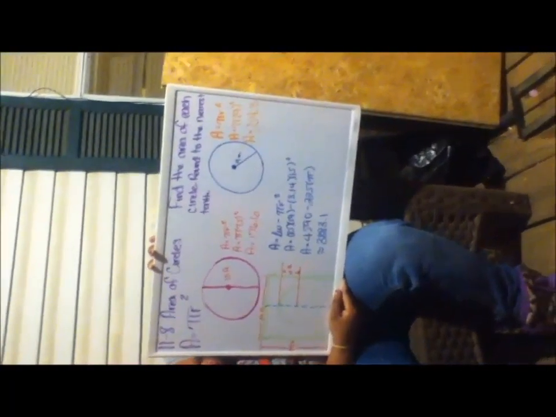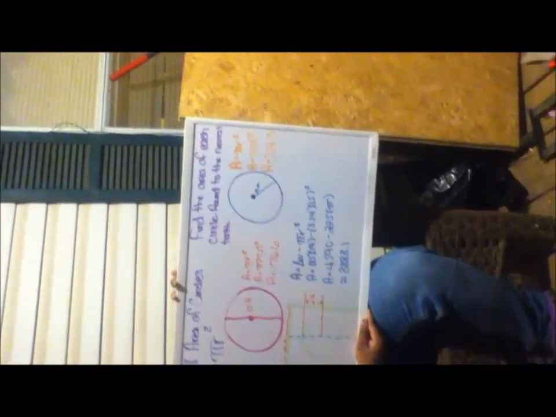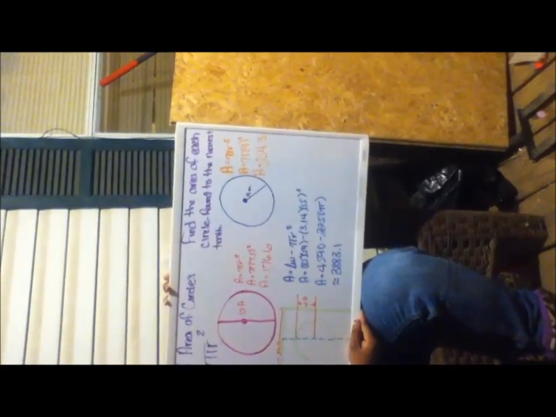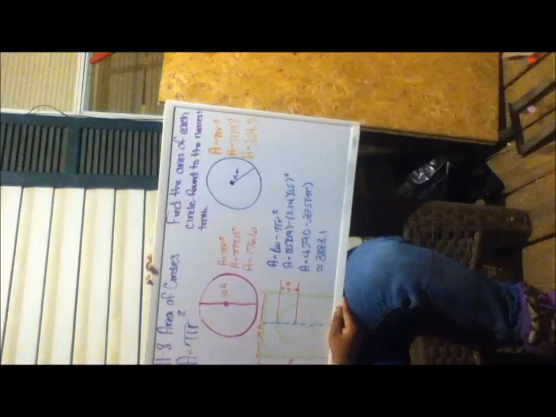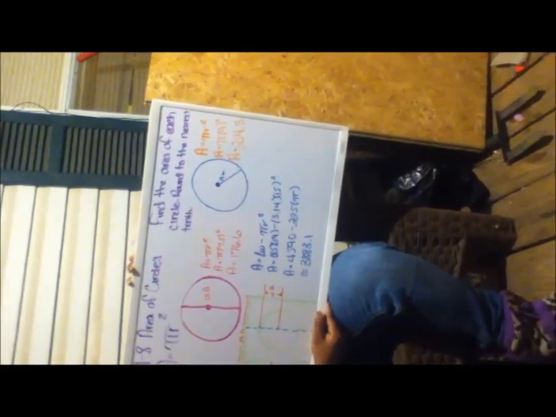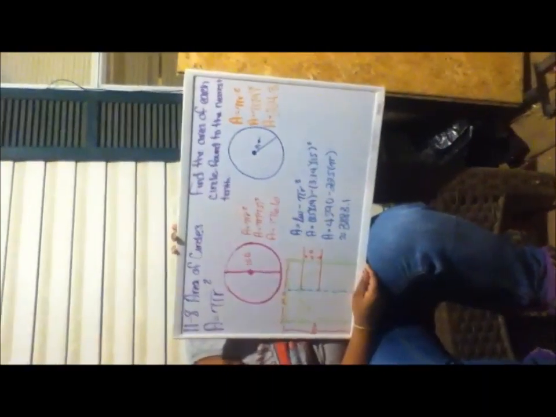Now, in that first blue circle, the radius is 9 inches. So we plug into the formula: area equals pi times the radius squared. The radius is substituted with 9, and 9 squared is 81. 81 times pi equals 254.3, which is rounded.